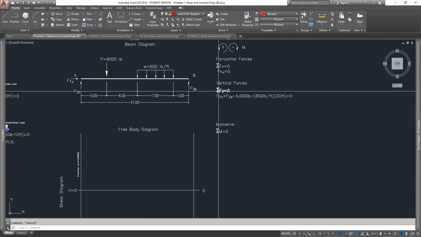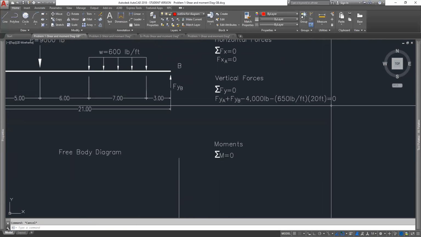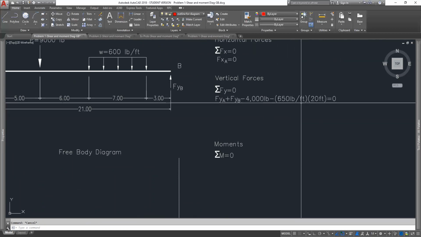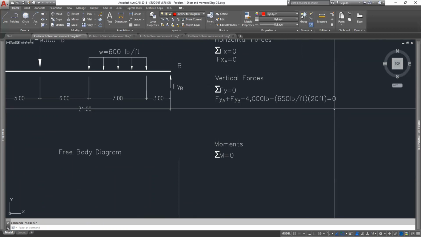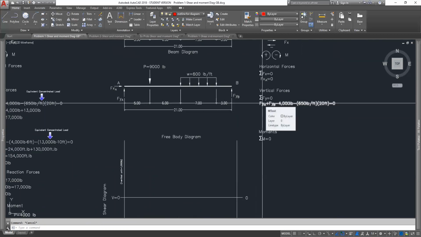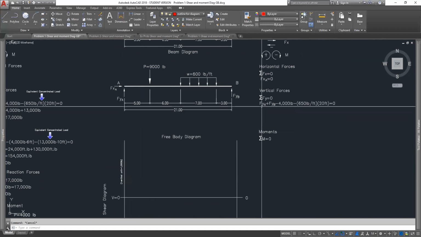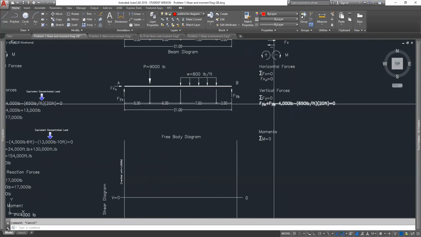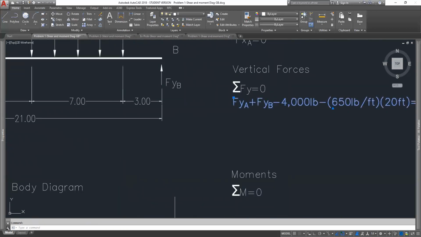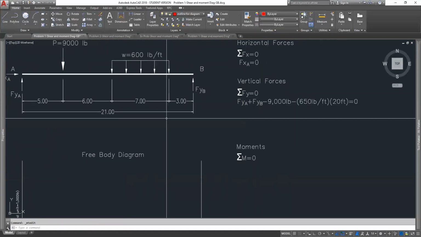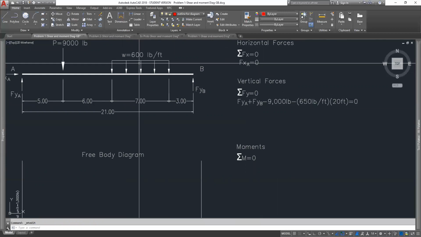And I'm going to change the values based on what we've got in here. So the summation of forces has to equal 0. Here's our summation of forces. I'm going to change the values now to match what we've got on the beam, has to equal 0. We usually put the positive forces first. So we have FYA positive plus FYB positive minus, in this case, 9,000 pounds. So I'm going to change that to 9,000 pounds. And then our distributed load is 600 pounds.